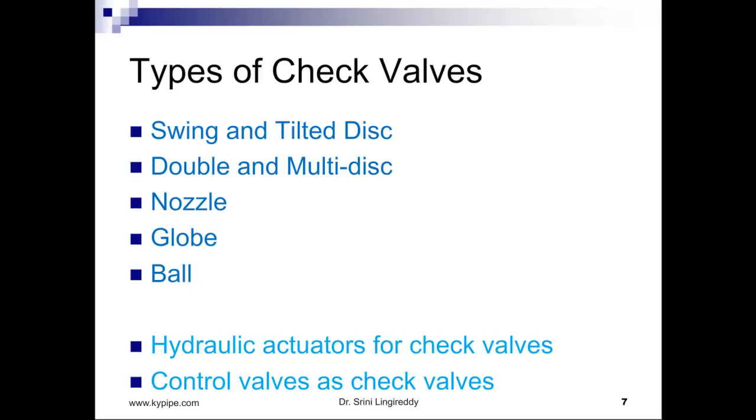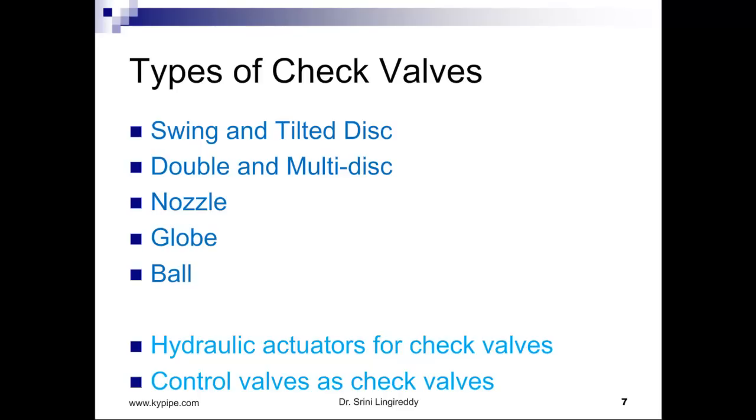The extension of this is, you have multi-disc instead of a single disc. We have double disc or multi-disc type check valves. Then we have nozzle type check valves, also referred to as silent check valves or anti-slam check valves. Then there are globe type check valves and ball type check valves, and these are all the commonly used types of check valves in the field.